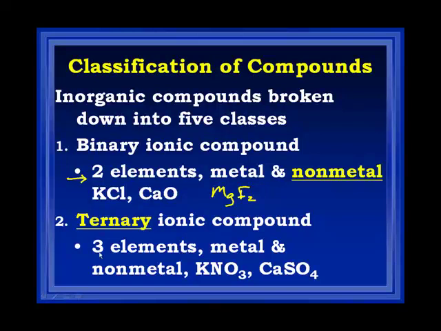A ternary ionic compound has 3 elements, usually, again, a metal and a nonmetal. But notice this time I've got a metal, here's a nonmetal, and then oxygen's another nonmetal. Okay, in CaSO4, calcium sulfate, a metal, nonmetal, and then oxygen is also a nonmetal. So 3 elements. It's not usually 2 metals. It's usually 1 metal and 2 nonmetals.